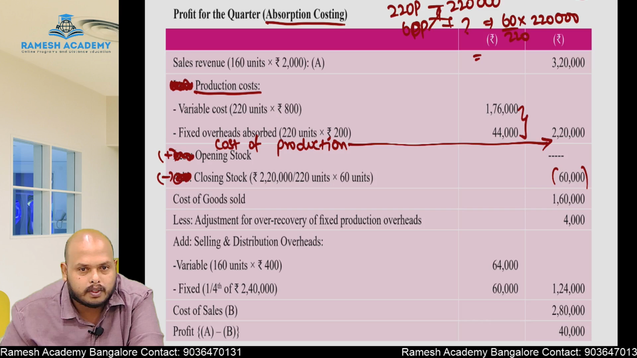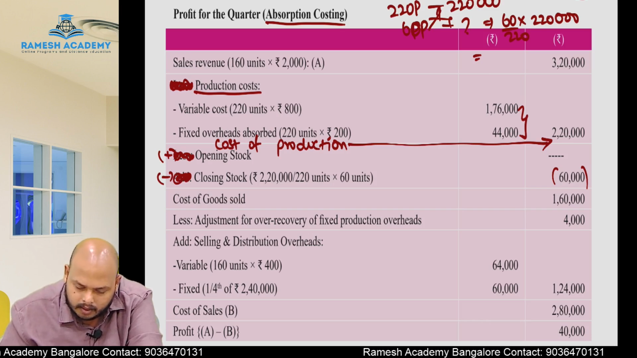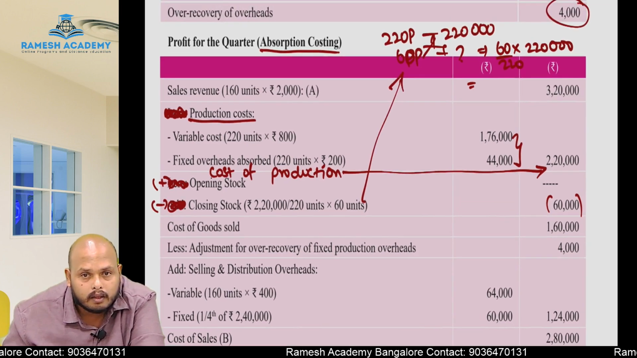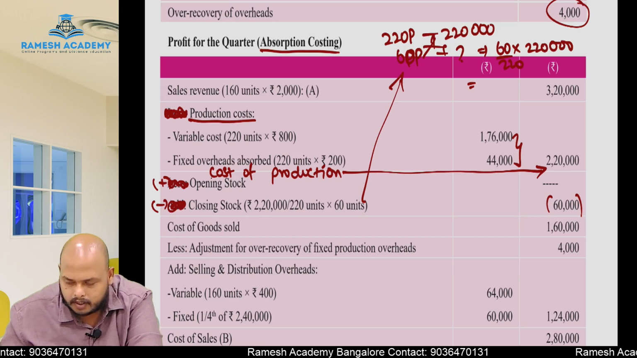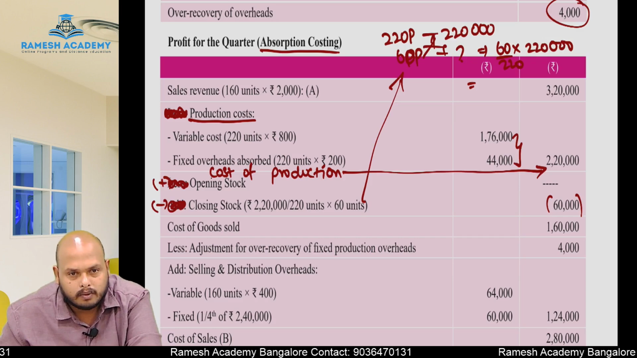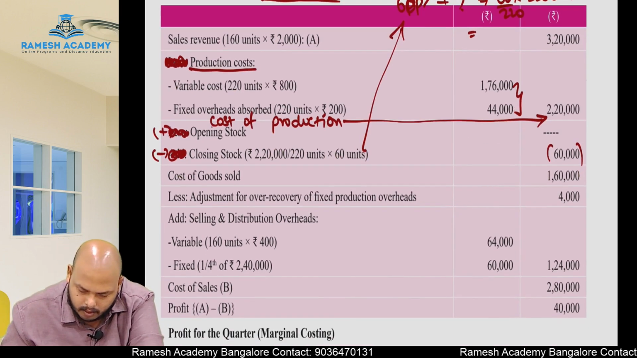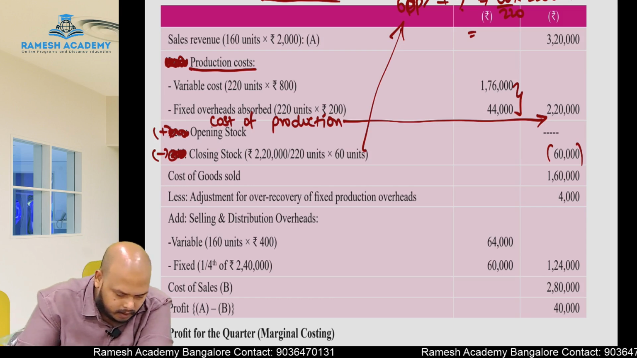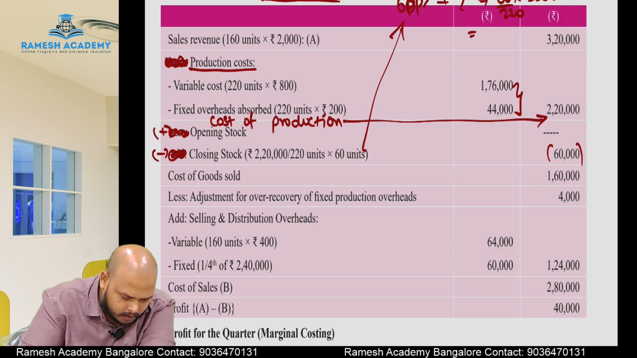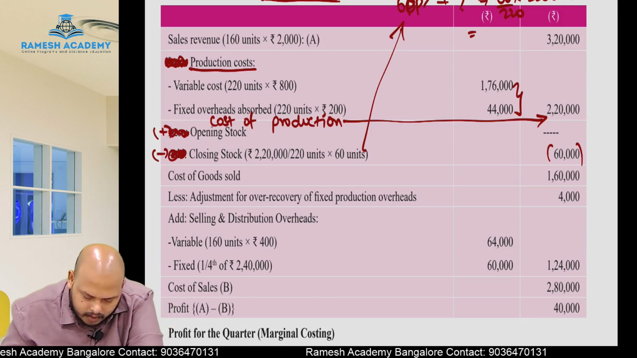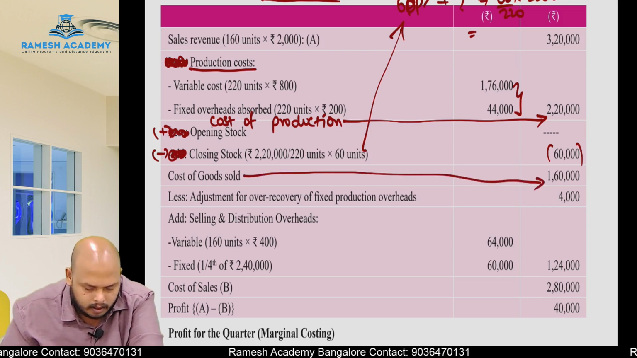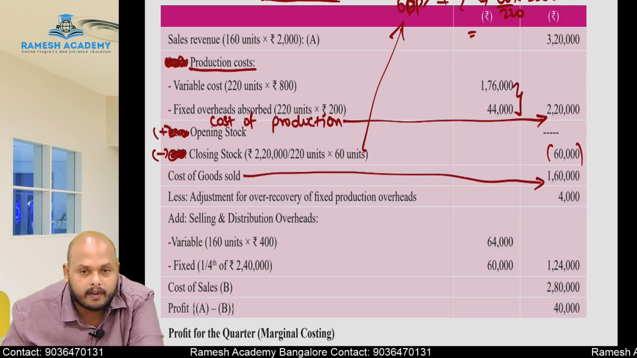Okay? The closing stock of finished goods value he got is 60,000. Same calculation I showed here. For 220 units it is 2,20,000. For 60 units, we know how much. Closing stock of finished goods is always calculated on the cost of production. Next, 2,20,000 minus 60,000, how much? 1,60,000 COGS. Cost of goods sold is 1,60,000 less adjustment for over recovery of overheads.